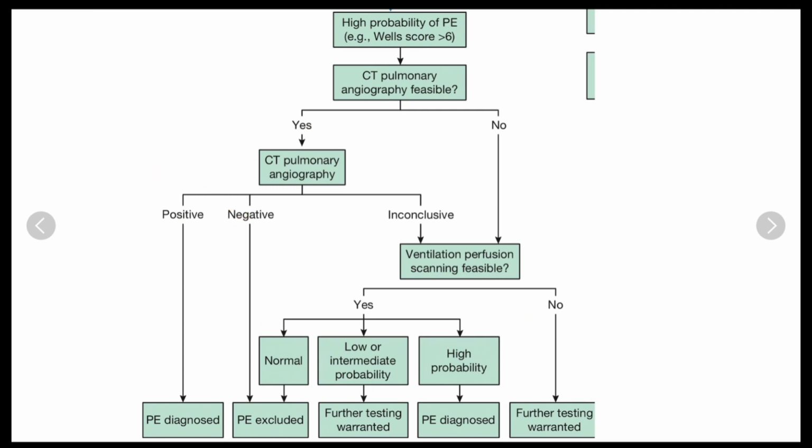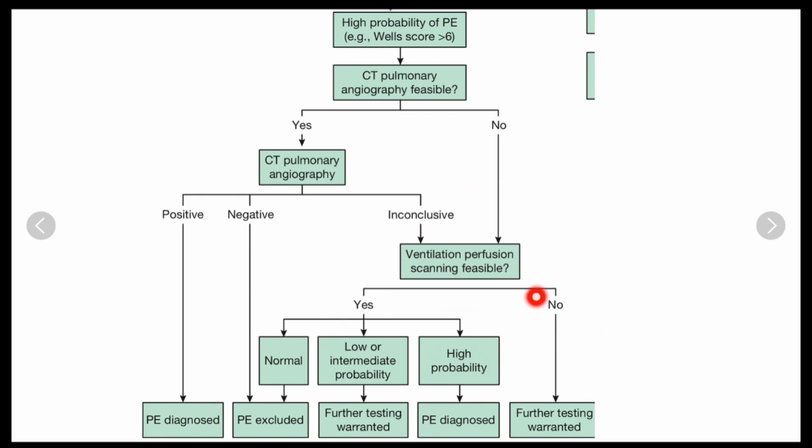If clot emboli or a clot is there, then it is positive and pulmonary embolism is diagnosed. If it is negative, then pulmonary embolism is excluded. Very important: if it is inconclusive or CT pulmonary angiography is not feasible, then we will go for ventilation perfusion scanning. Very, very important.